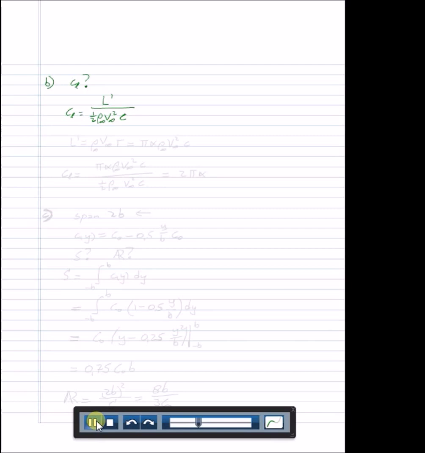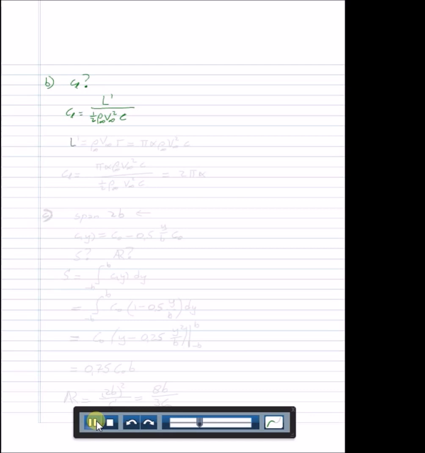Not times the surface area, but times c, because L prime is already per unit span, so it's already divided by a length unit. Right, so this is perfectly dimensionless. And now we need to evaluate what that L prime is.